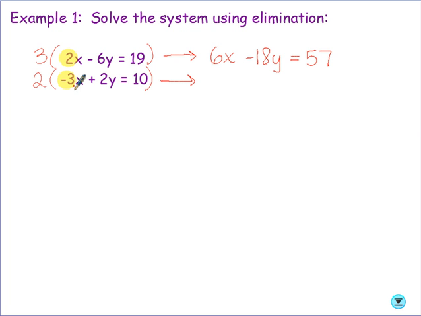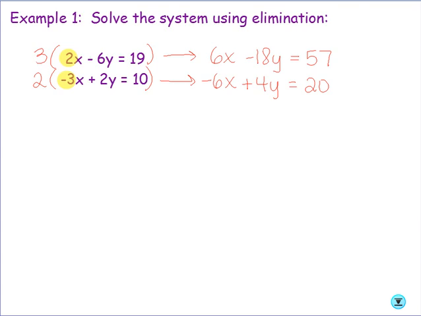2 times -3x is -6x. 2 times +2y is +4y, equals 2 times 10 is 20. That's the first step. Make sure they're opposites. If you look at the x's, 6 and -6 are opposites. Step number 1 is done.